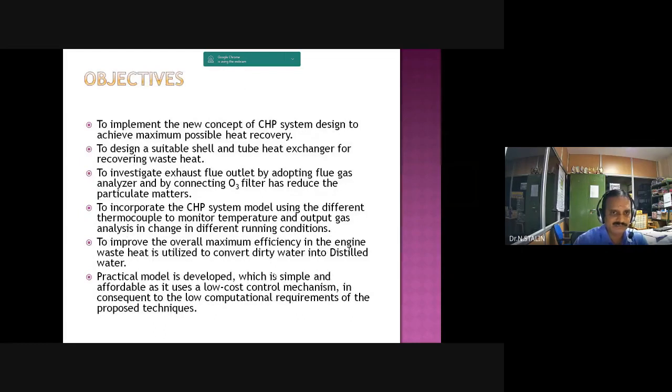My objective is to implement the new concept of a CHP system to achieve the maximum possible heat recovery, to design a suitable shell and tube heat exchanger for recovering waste heat, and to investigate the exhaust flue gas outlet by adopting a flue gas analyzer and connecting an O3 filter to reduce particulate matter. I incorporate a CHP system model using different thermocouples to monitor the temperature and output gas analysis in different running conditions. To improve the overall efficiency of the engine, waste heat is utilized to convert dirty water into distilled water. The practical model developed is simple and affordable, as it is used as a low-cost control mechanism, consequent to the low computational requirement of the proposed techniques.